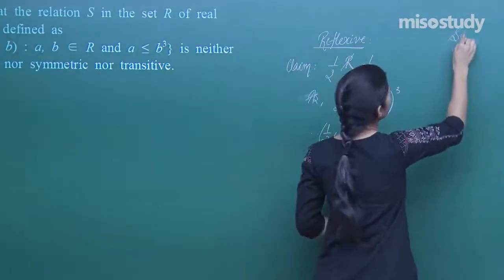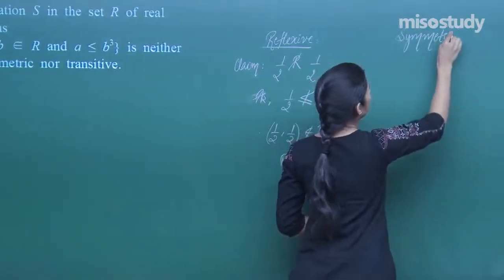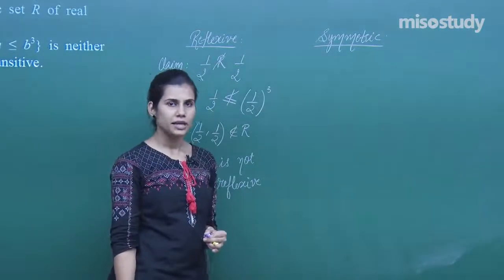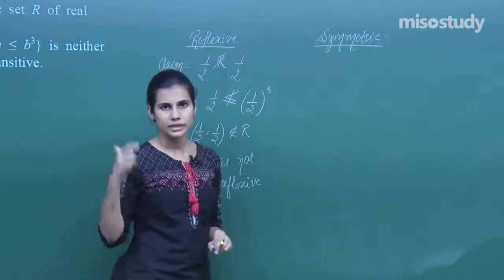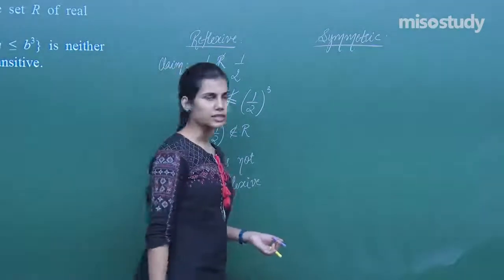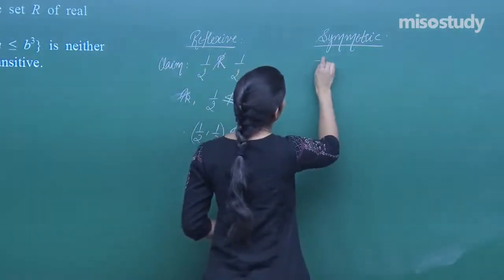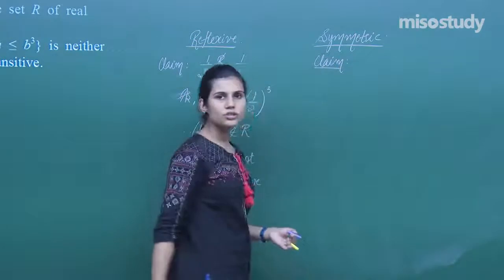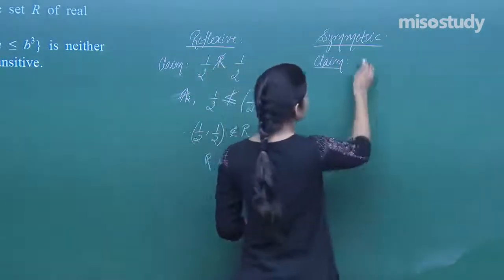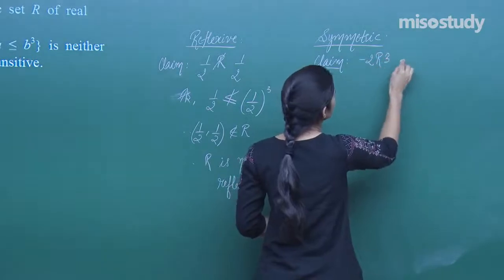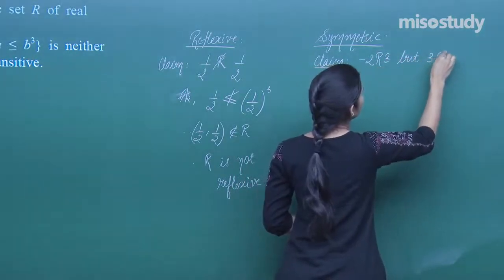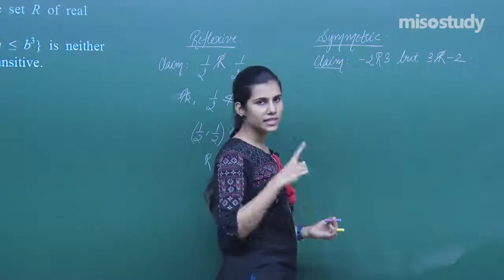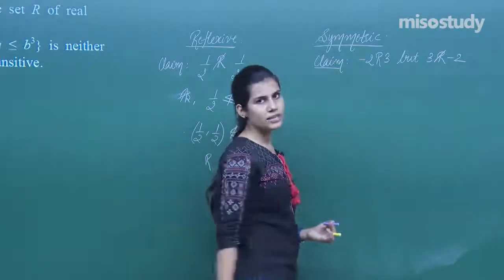Next, if I talk about symmetricity, if A is related to B, then B should be related to A, for all A, B in the set of reals or whatever the set is. That is what is symmetricity. Now, if I talk about minus 2, my claim, on the grounds of which I will be saying that yes, it is not symmetric, is that minus 2 is related to 3, but 3 is not related to minus 2. That is the claim, and because there exists A and B such that A is related to B but B is not related to A, therefore R is not symmetric.